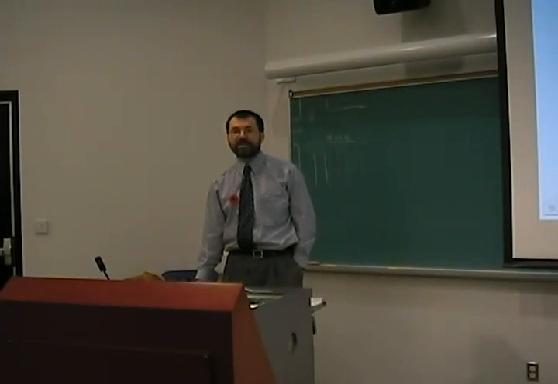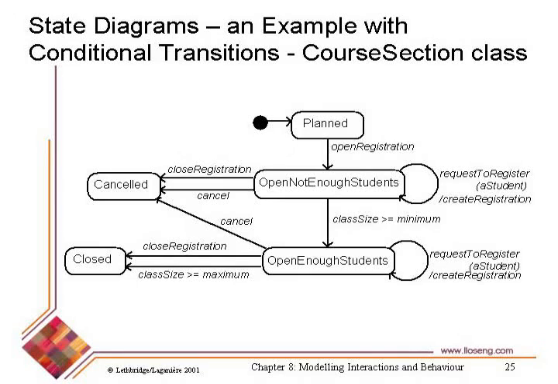Okay, cancel will take us to cancelled no matter what. Keep the students out, that's fine. And we still have this ability to request to register. And that just keeps us in this state, adding new registrations as we go on. Of course, eventually class size greater than or equal to maximum will trigger the change to closed. Okay, some questions?